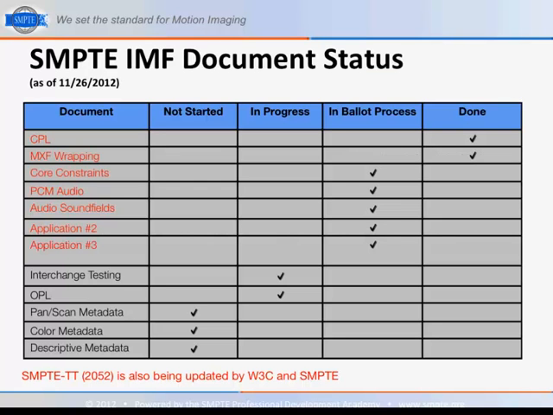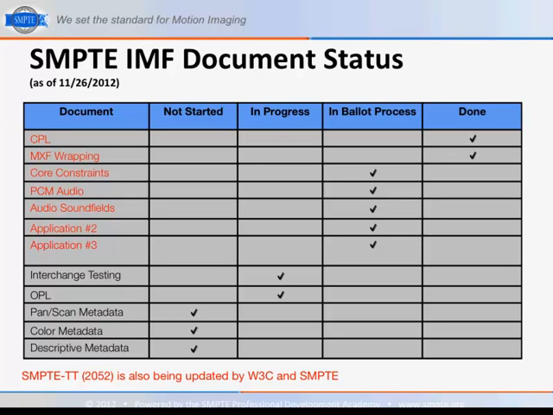So just to give you a snapshot of where we're at in the different processes, we have these different documents on the left-hand side and also interchange testing. You can see that CPL and the MXF wrapping is done. These other documents are in progress right now, these other 5 documents. We're in progress for the interchange testing in the OPL, but we haven't actually started working on the pan scan metadata, color metadata, or descriptive metadata. So we've been kind of holding off on the dynamic metadata just to get the main part of IMF completed.